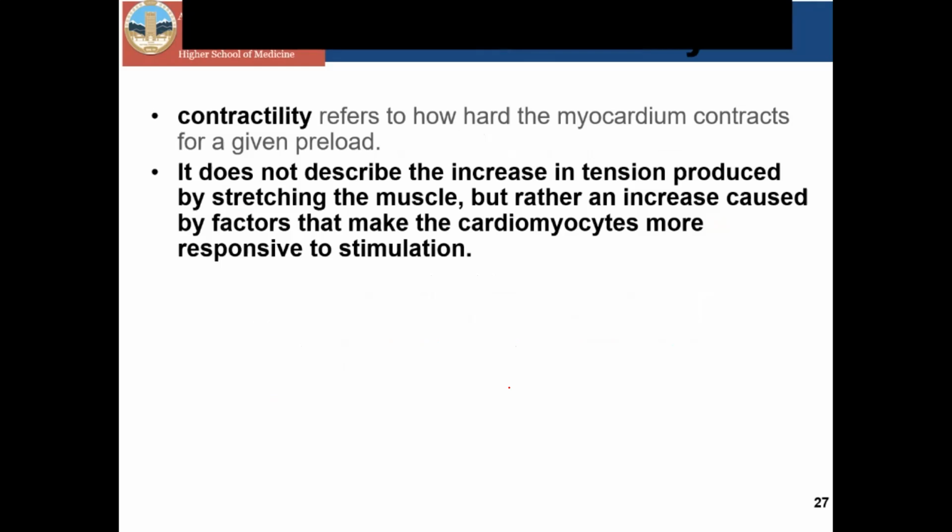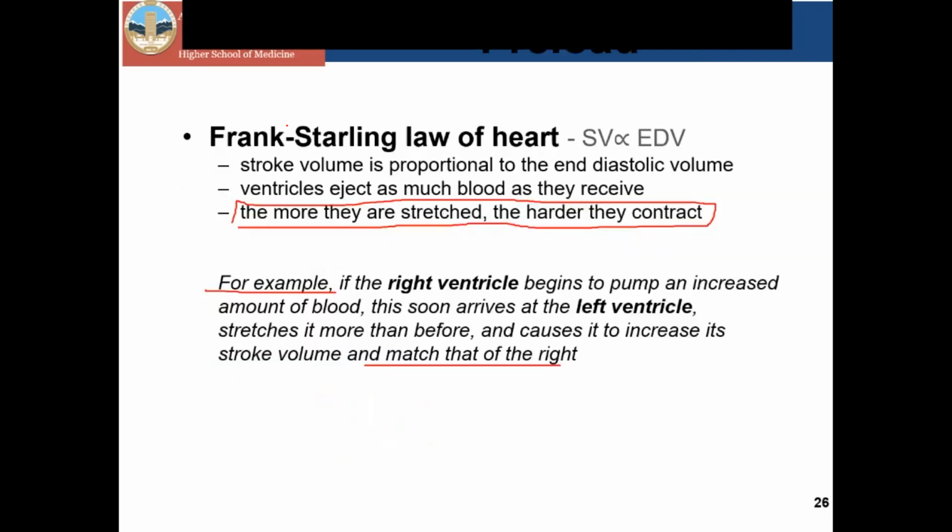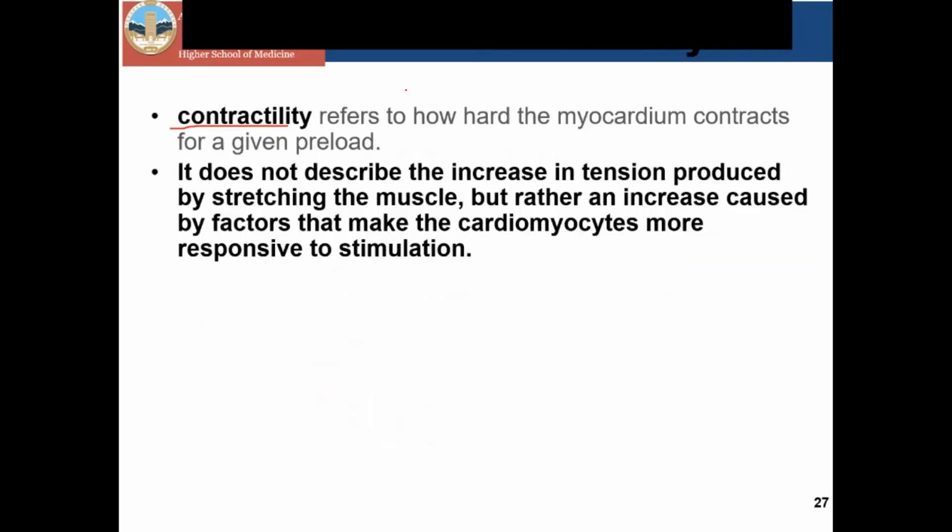Contractility refers to how hard the myocardium contracts for a given preload. You see, this is important. It doesn't describe contractility, which is the second thing connected with the stroke volume. And it doesn't describe the increase in tension produced by stretching in the muscle. This is increased tension produced by stretching in the muscle.